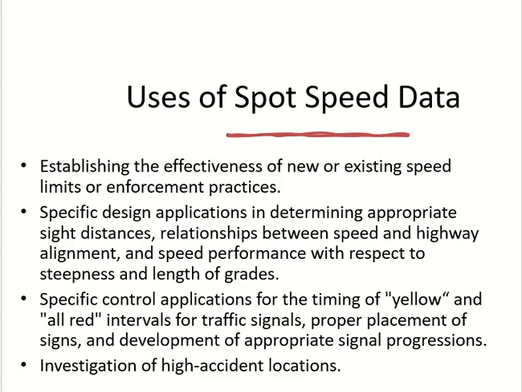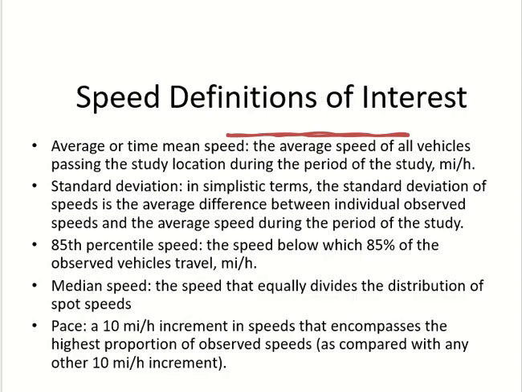We looked at what the uses of spot speed data are, but the main thing is we are trying to use the choice of the driver in our design. We are looking at what impact the choice of driver has on the road design and road accidents. Some things we have discussed already, most of them.